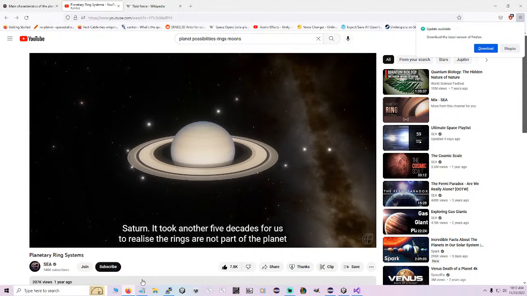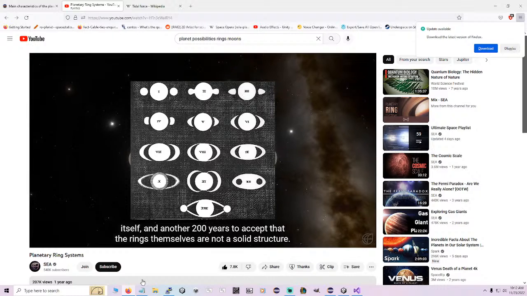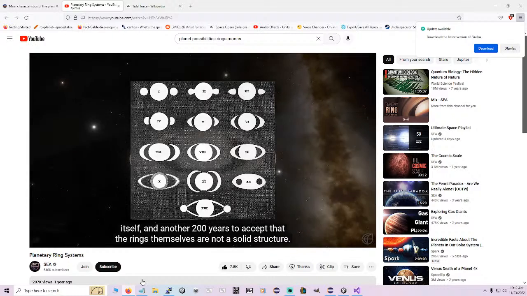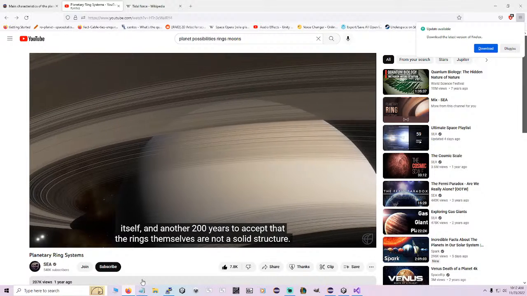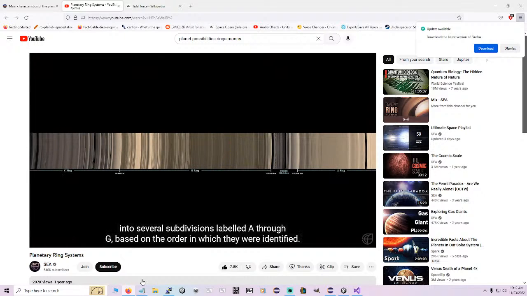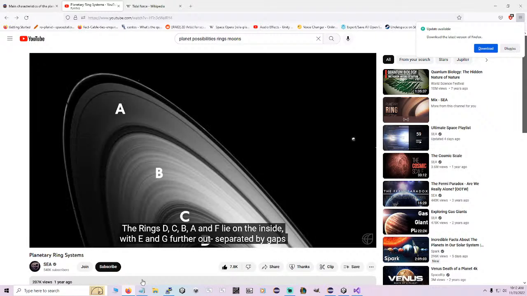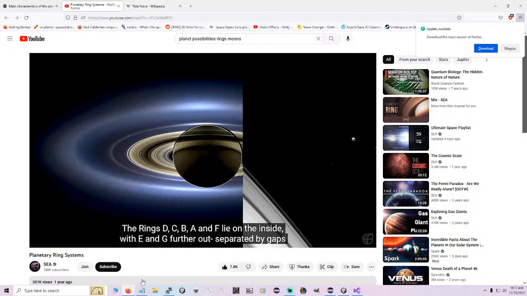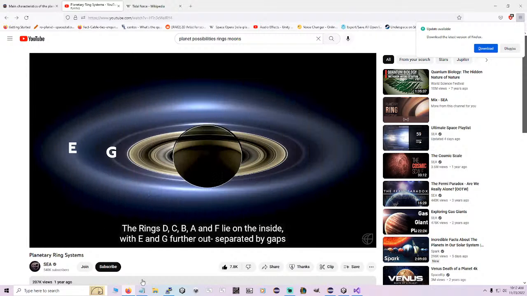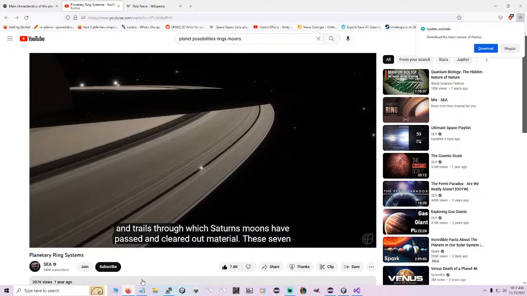It took another 5 decades for us to realise that the rings are not part of the planet itself, and another 200 years to accept that the rings themselves are not a solid structure. Though they appear as one from the point of view of the Earth, the system is separated into several subdivisions labelled A through G, based on the order in which they were identified. The rings D, C, B, A and F lie on the inside, with E and G further out, separated by gaps and trails through which Saturn's moons have passed and cleared out material.